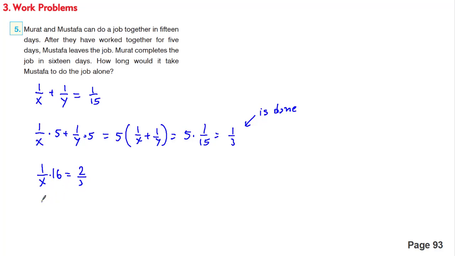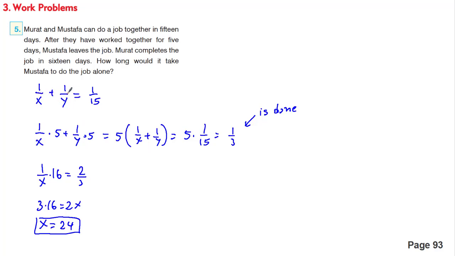We can cross multiply and you get 3 times 16 is 2x. Divide by 2. x is 8 times 3, 24. So Murat himself would have finished the job in 24 days. But the question is not how long will it take Murat. The question was how long will it take Mustafa to do the job alone. So we want to find actually y.